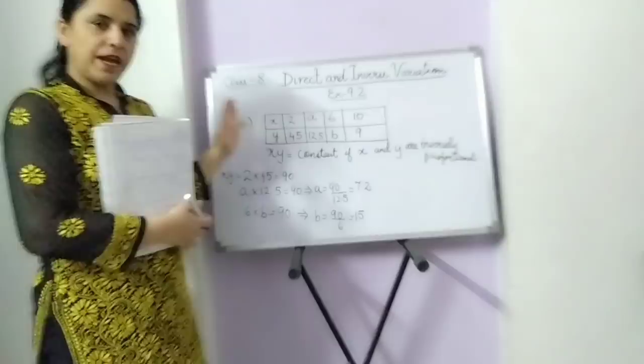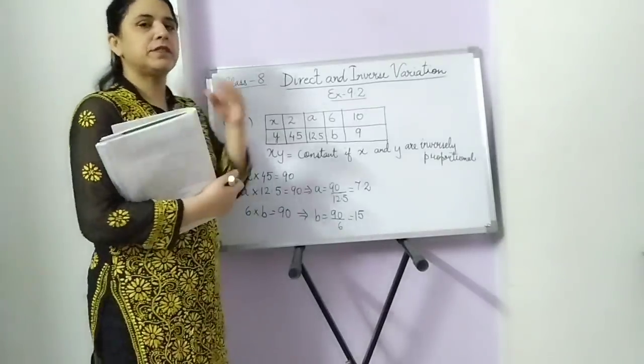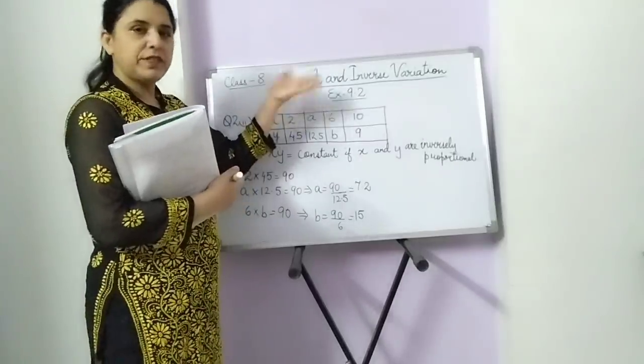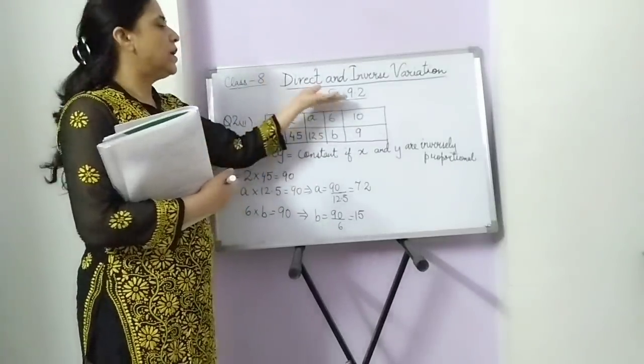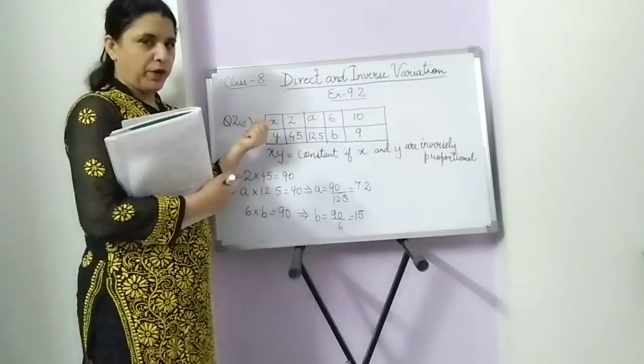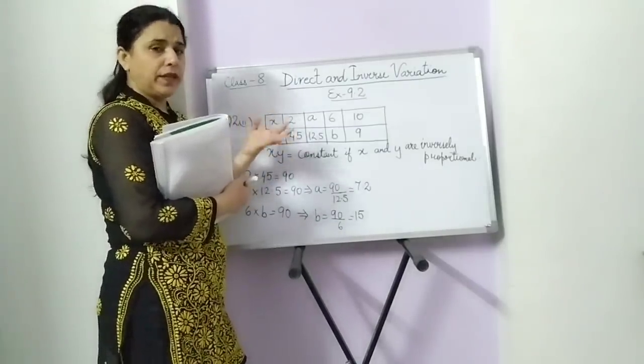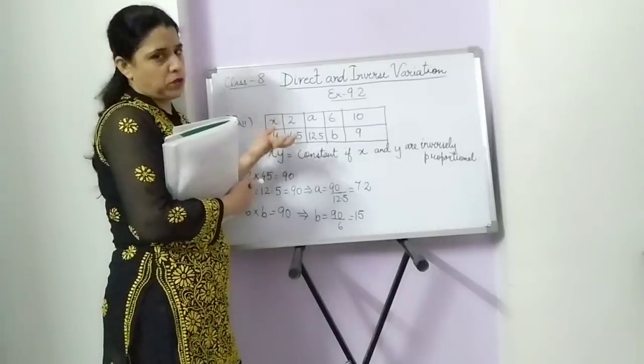Okay, we have studied direct variation in the previous chapter. The previous day you studied about it. Now we will be dealing with exercise 9.2, which is basically based on inverse variation, but don't think it's only inverse. Direct variation can also come.